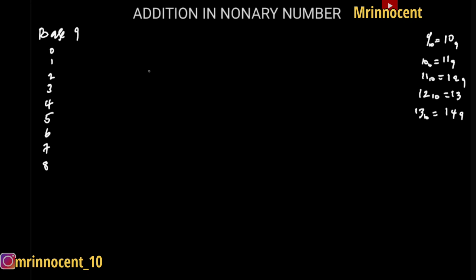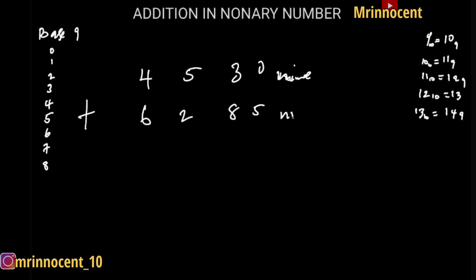For example, you have 4, 5, 3, 0 in base 9, plus 6, 2, 8, 5 in base 9. 0 plus 5 is 5. 3 plus 8 is 11. 11 in base 9 is 1 remainder 2.